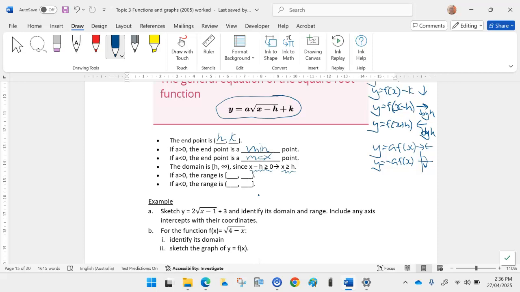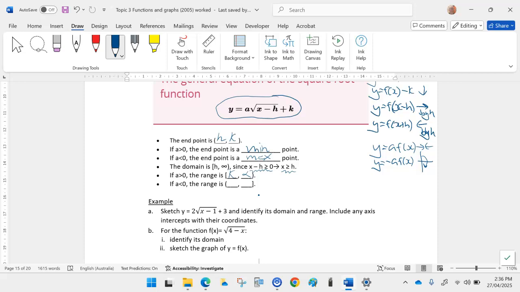Now, if A is positive, the range. So what do your y values range between? Well, they would range between k, which is the y coordinate of my endpoint, and positive infinity. k is included because I've got a square bracket. It doesn't quite reach positive infinity, so that's why it's got a curved bracket.